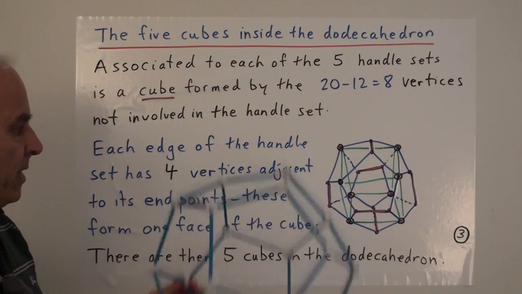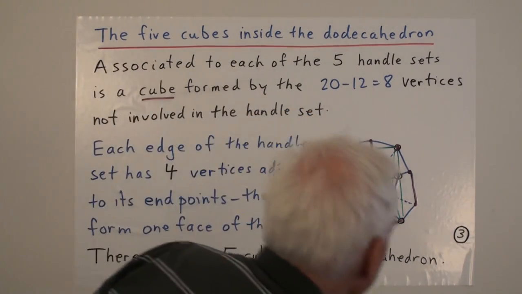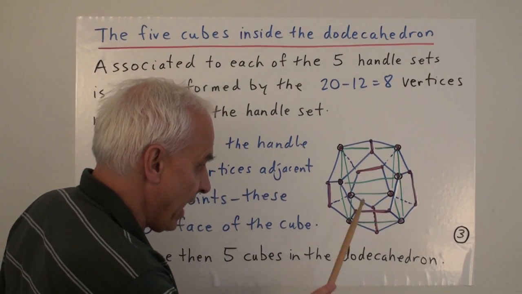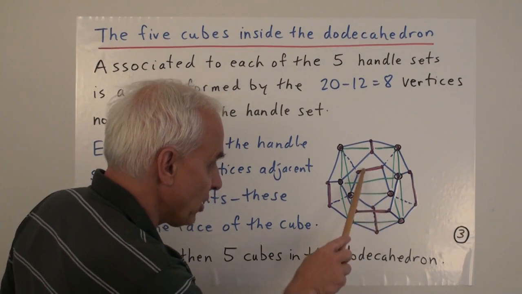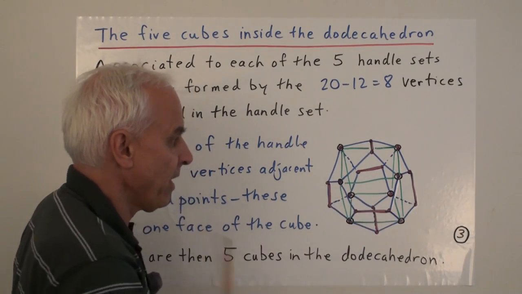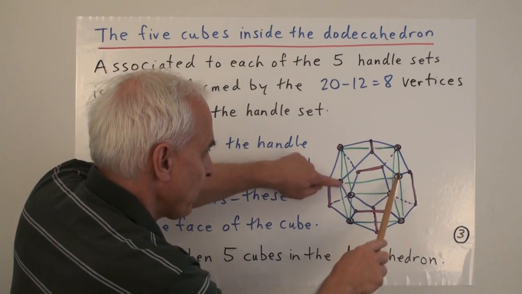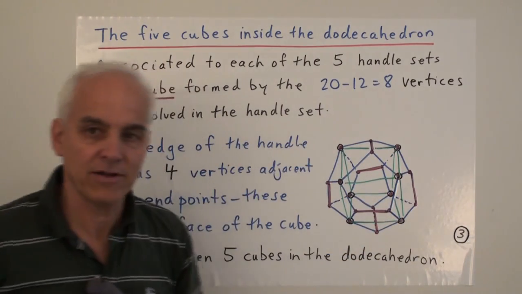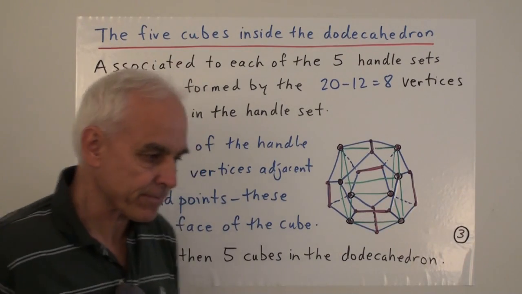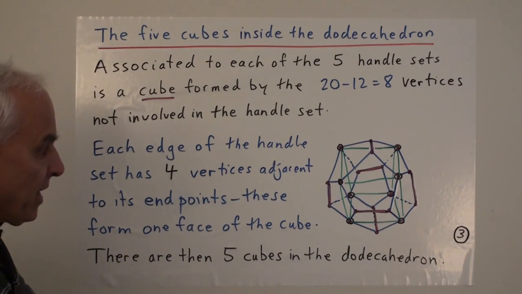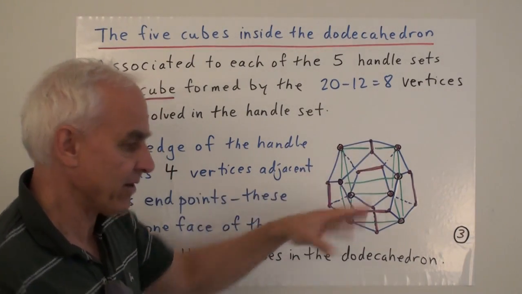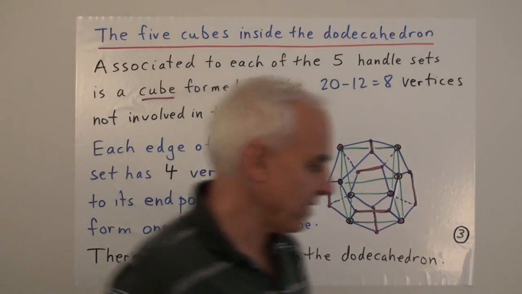So here, if we just return to this picture, the red handle set was this edge, this edge, this edge, this edge, that one, and that one. And here are the 8 vertices not involved in that handle set, and they form a nice little cube. And you can think about the relationship of the cube with the handle set as being particularly instructive.